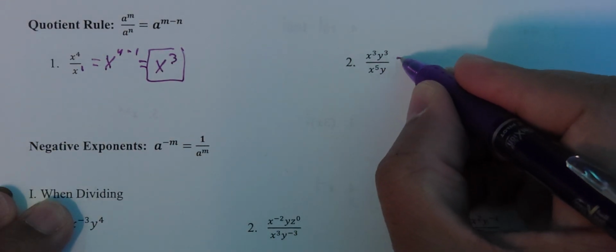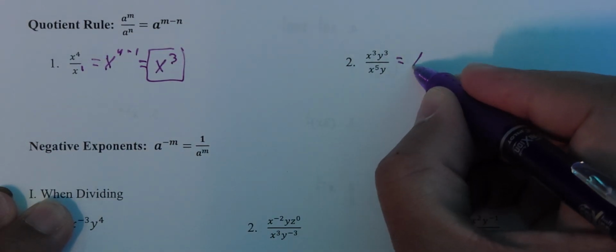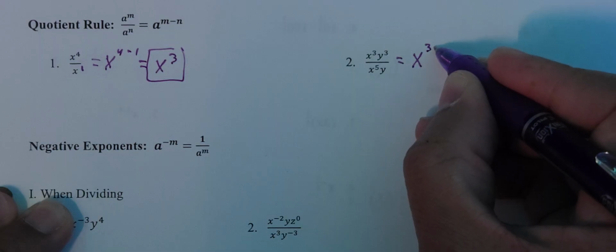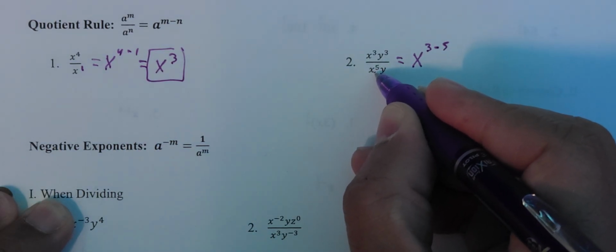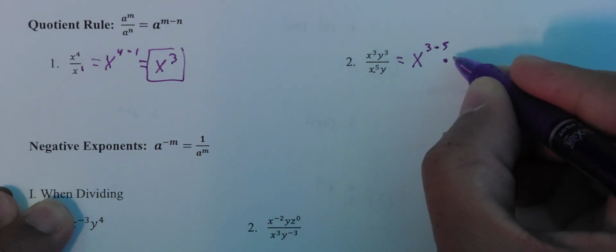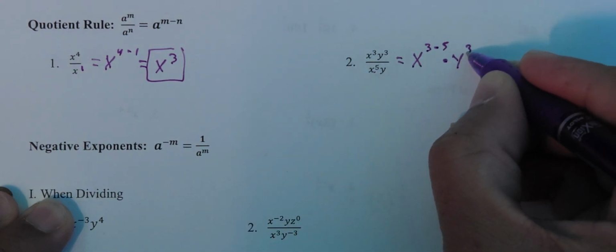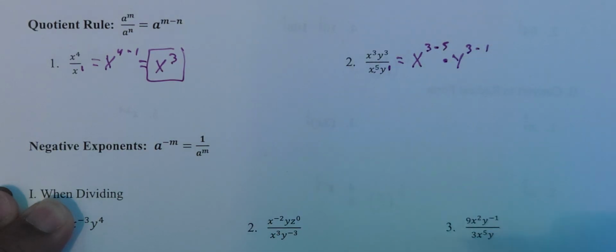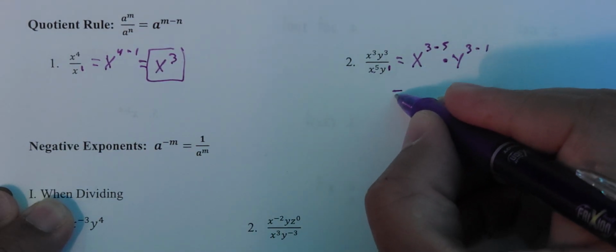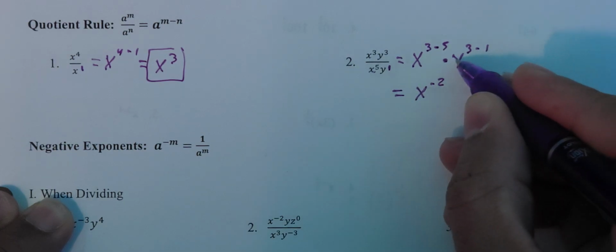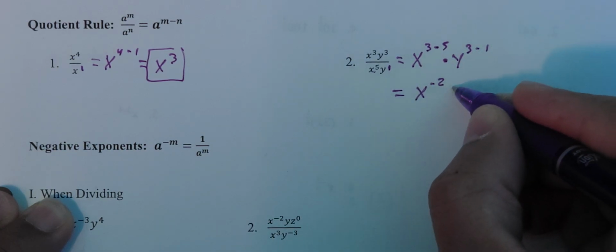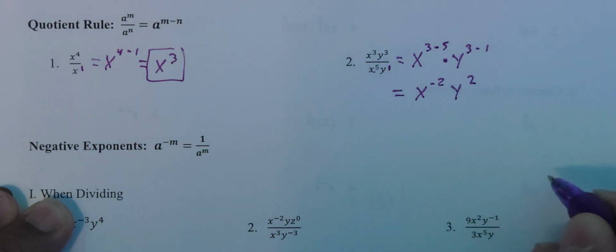Number 2. For number 2, we have x to the third minus the fifth, because that's x to the fifth in the denominator. It's a negative power, times y to the third minus the first, because this is y to the first. So then this is equal to 3 minus 5, which is x to the negative second power, and y to the 3 minus 1, that's y to the positive second power.